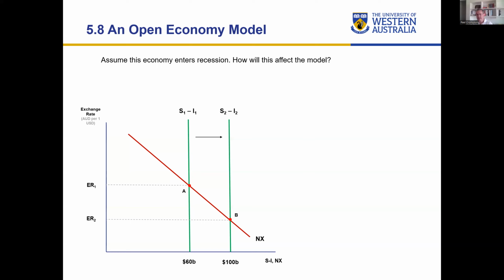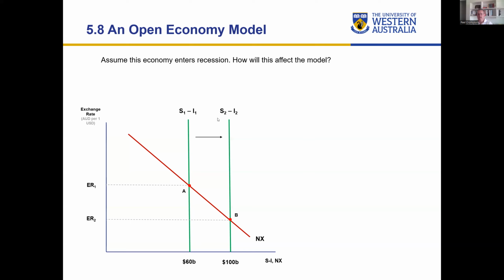And it should make intuitive sense to you. You go into a recession, people are spending less. Why would you then go out and borrow more as an individual or a company? It's just too risky. So you save more, you borrow less. Both of those things move the S minus I line to the right.